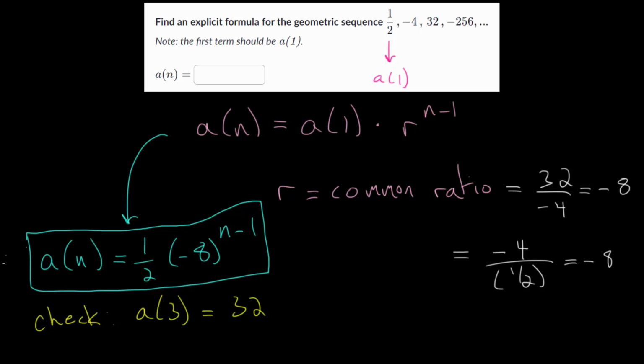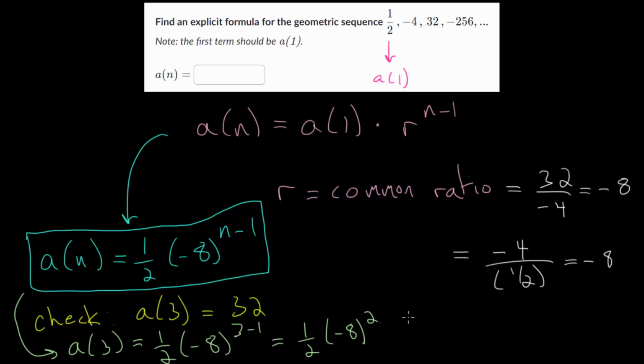So if we plug that into our formula, a of 3, we get 1/2 multiplied by -8 to the 3 minus 1. And if we simplify that, we have 1/2 times -8 squared. And -8 squared is -8 times -8, which is positive 64. So you get 1/2 times 64, or 64 divided by 2, which is 32. And that's what we expected. So since we got back exactly what we were hoping for, we can feel confident that this formula is correct.